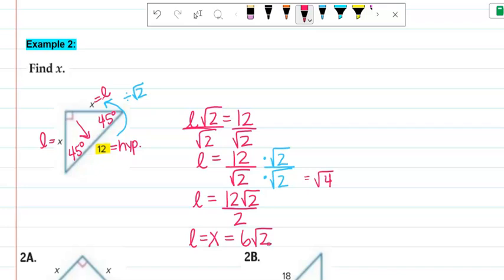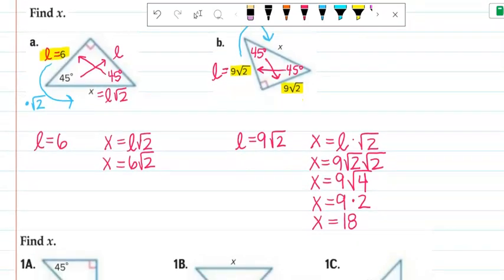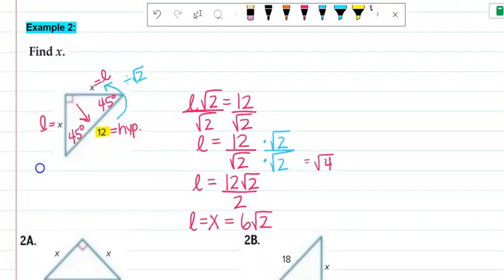Okay, so the big picture on these, if you're trying to get to our hypotenuse, we're going to multiply it by the square root of 2 to make it bigger. And if we're getting from the hypotenuse to the smaller side, the legs, we're going to divide it by the square root of 2. Either way you think about it, it's the same.